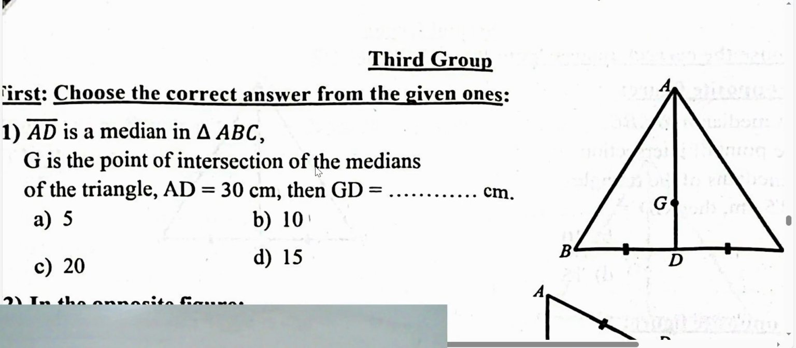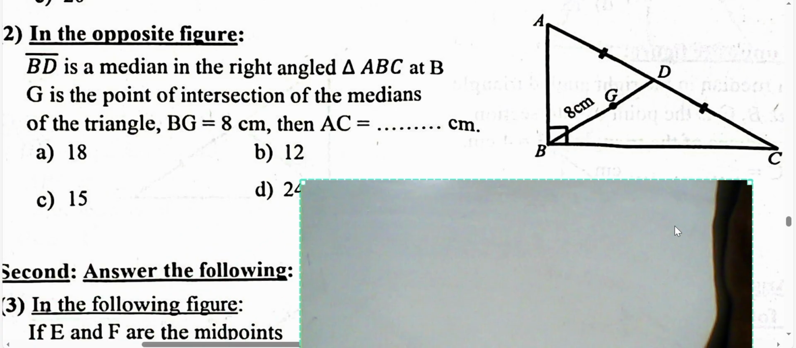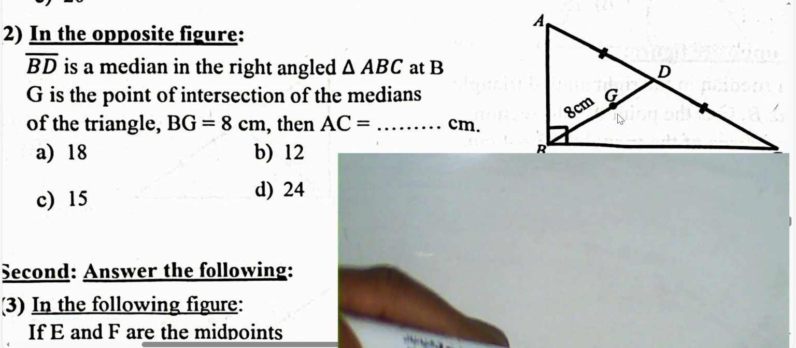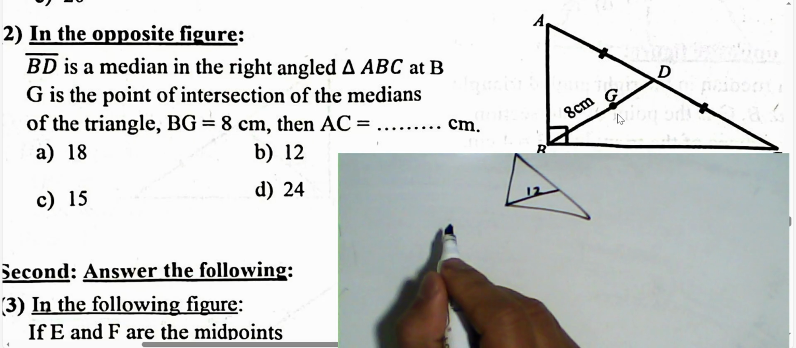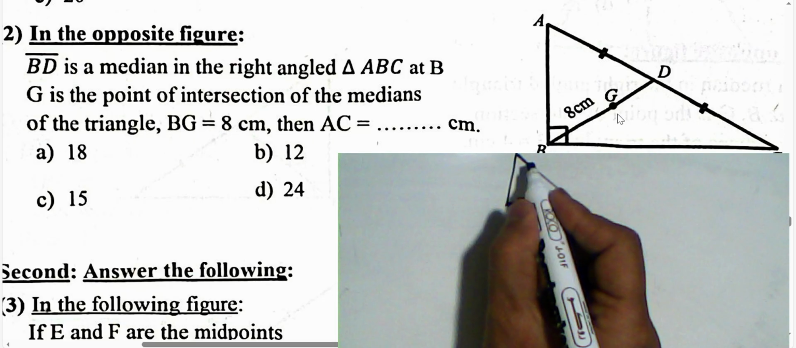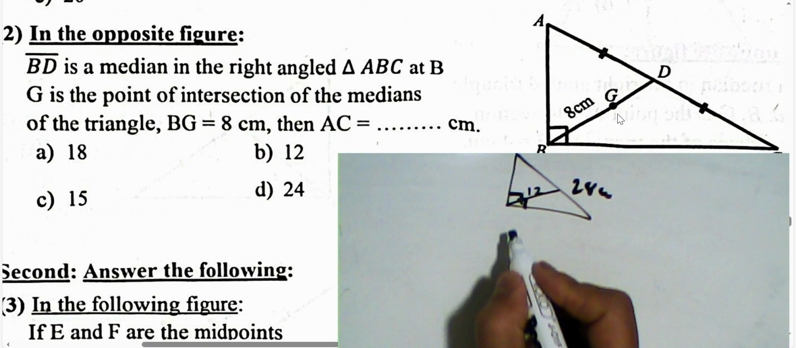Okay, understood this example. Next question is the opposite figure. We have a right angle triangle, and for the median BD we can find the length. We know GD will be half of 8, it will be 4 centimeters. 4 plus 8 is 12, and the median here will be 12 centimeters. 12 is half of what? Half of 24, because we have a right angle triangle.